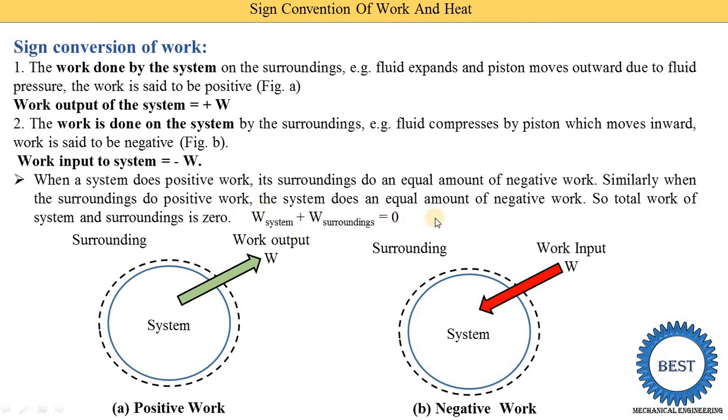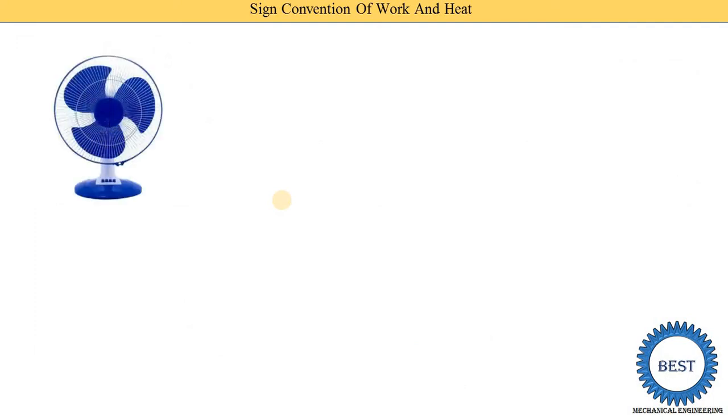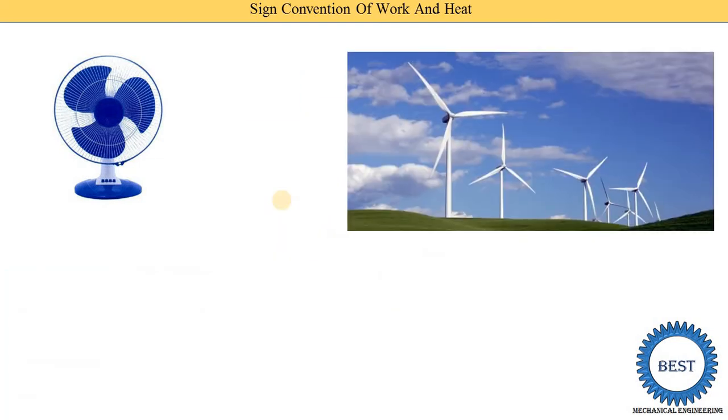This is also in line with the statement that energy is neither created nor destroyed, but it can be transferred from one form to another. Now at our home we use a fan. In a fan, a motor is there. In a fan we supply electrical energy. This electrical energy goes to the motor. The motor converts electrical energy to mechanical energy and the blade of the fan is rotated. So it is called negative work, because we supplied this energy.